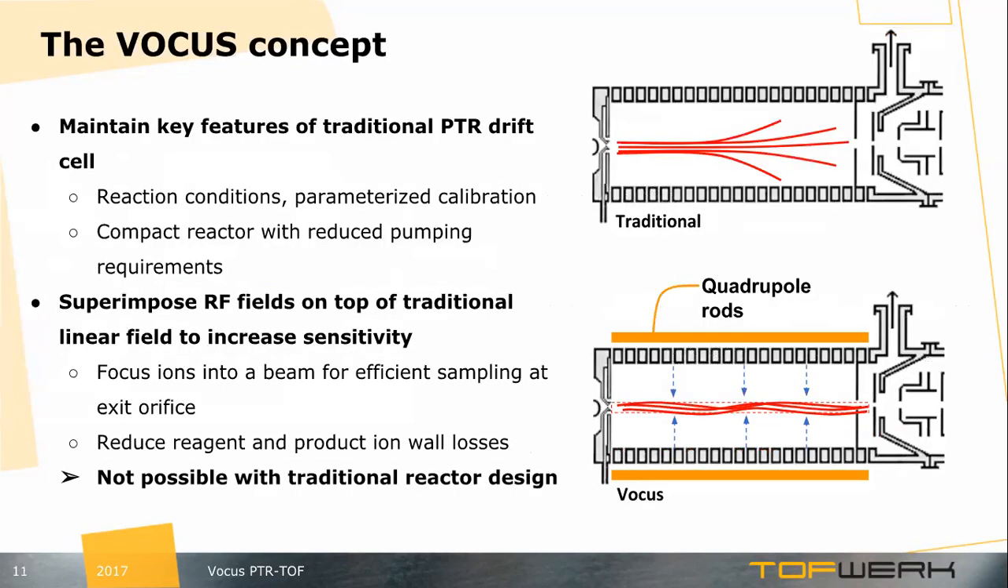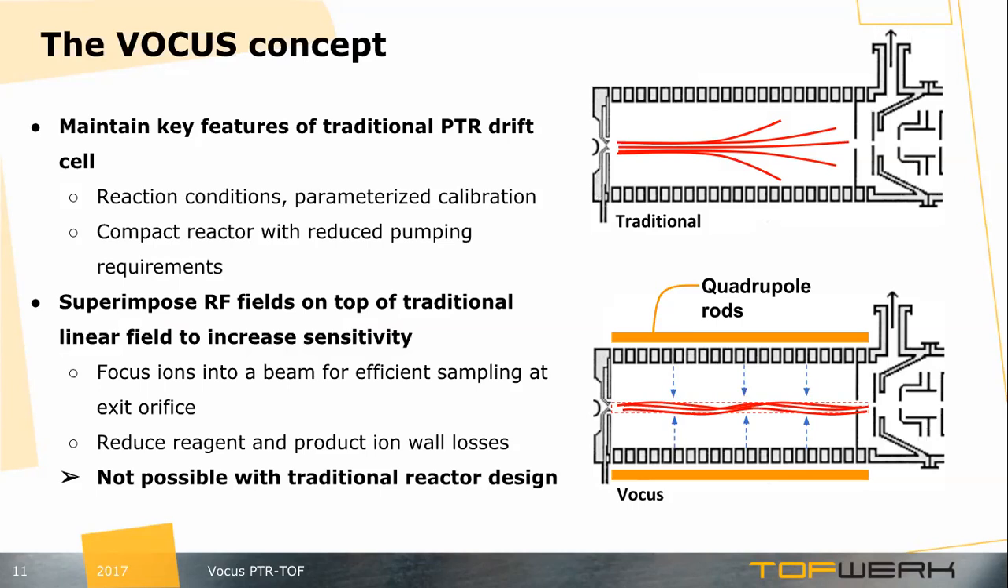So the Vocus concept is actually quite simple. Quadrupoles have been used quite a lot to focus ions into a nice beam. And so our idea is basically, could we use this quadrupole principle with a conventional reactor to take the best of both worlds? The quadrupole could help keep ions away from the wall and make sure that they get through the sampling orifice at the end of the reactor.